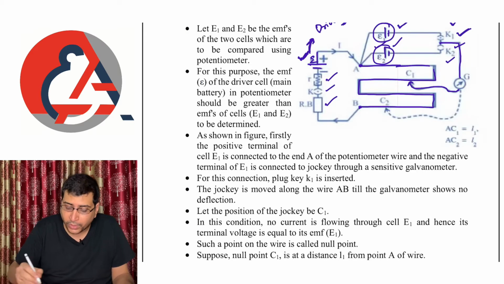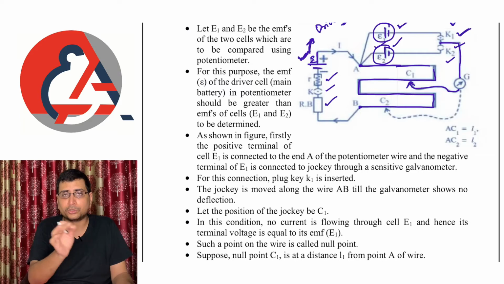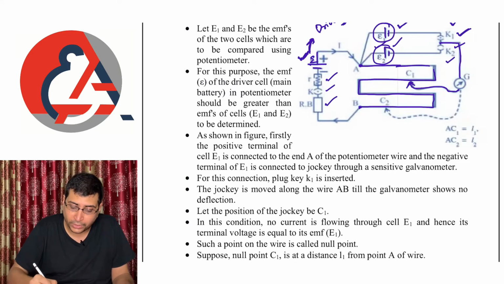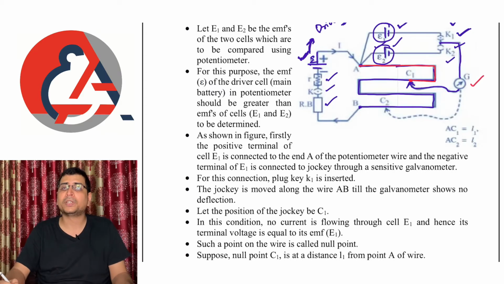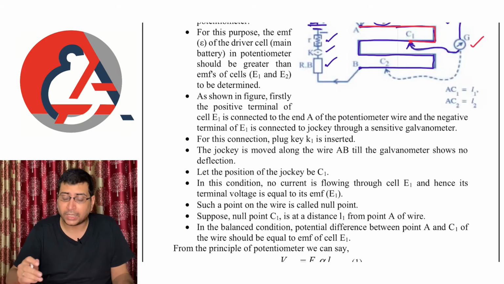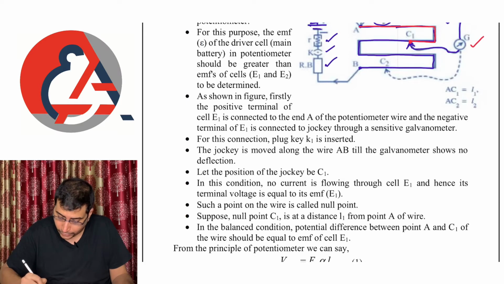So when that happens, we need to start moving this jockey. When you experimentally do this, you need to start moving the jockey in this way. I am using a red color, observe. So you need to move the jockey in such a way that you keep going, and you will stop at a point exactly where the galvanometer shows 0 deflection. And when this happens, the circuit is said to be under open condition, and the point where the galvanometer shows null deflection is what is called the null point.